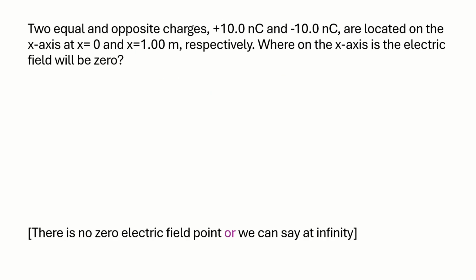Let's move on to the last problem. Two equal and opposite charges. One is a positive charge, another is a negative charge, but both are equal, 10 nanocoulomb and 10 nanocoulomb. They are located on the x-axis at x equal to 0 and x equal to 1 meter respectively. Where on the x-axis is the electric field 0?